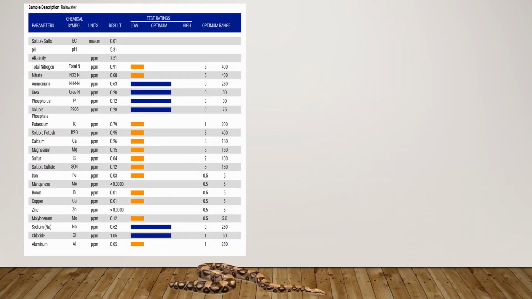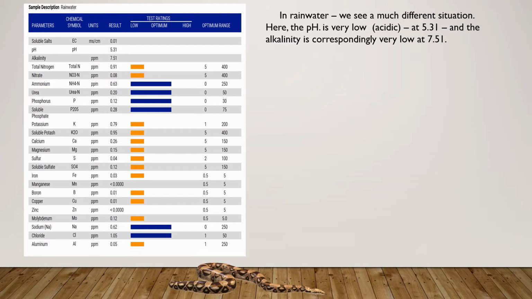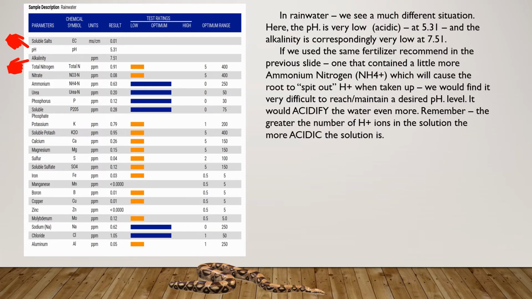In the previous slide, we were looking at a lab result for a fairly common well water, and we saw that the pH was quite high, over 7, and the alkalinity was quite high. In this sample, we're looking at rainwater, and now we're seeing a very different situation. Here, we're looking at a pH at 5.31, which is, again, quite low. The water is acidic, and we're looking at correspondingly a low alkalinity.